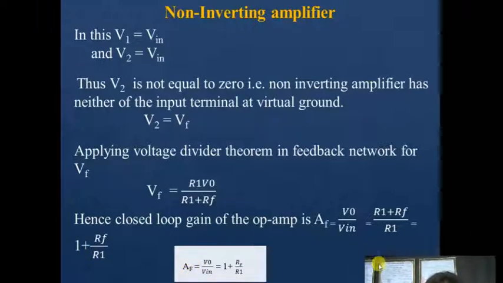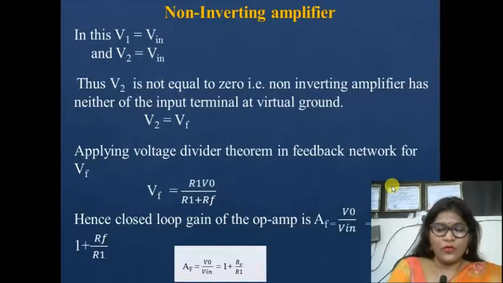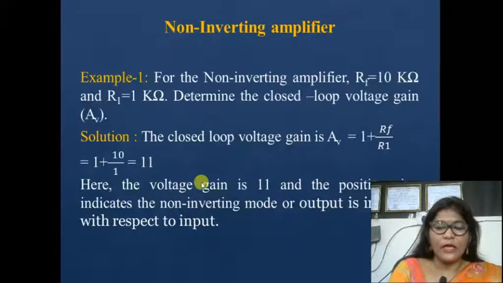So here AF is equal to V naught upon V in, output voltage upon input voltage, and that is equal to 1 plus Rf upon R1. So as you can see here, in case of a closed loop non-inverting amplifier, the voltage gain is equal to 1 plus Rf upon R1.